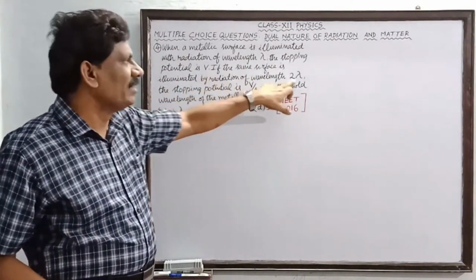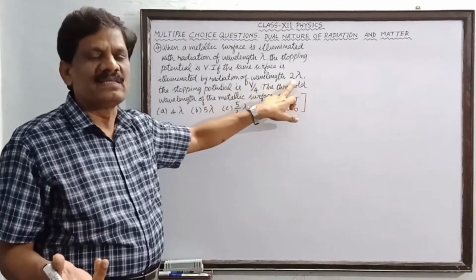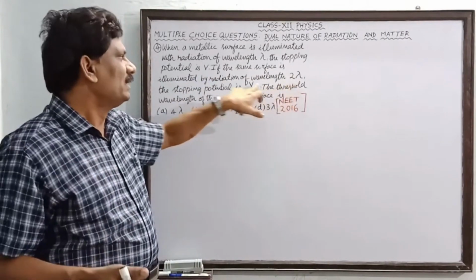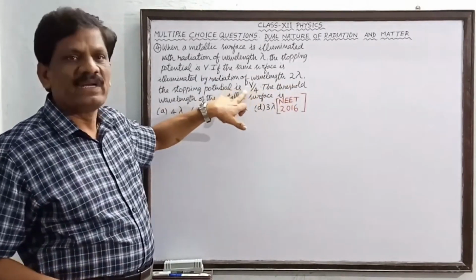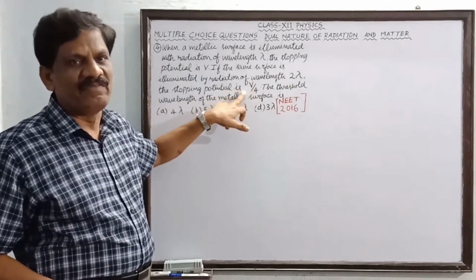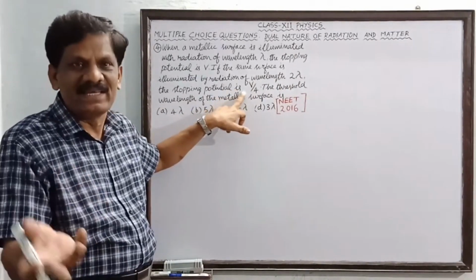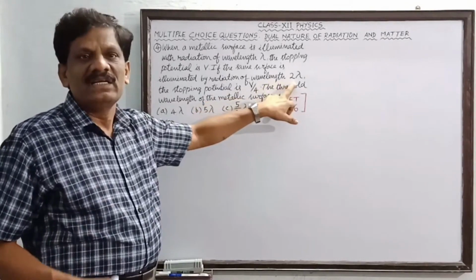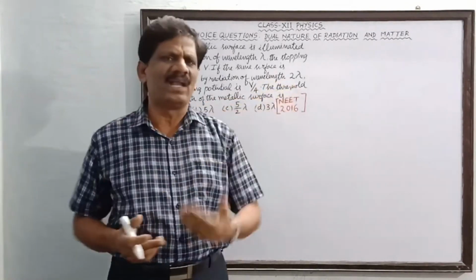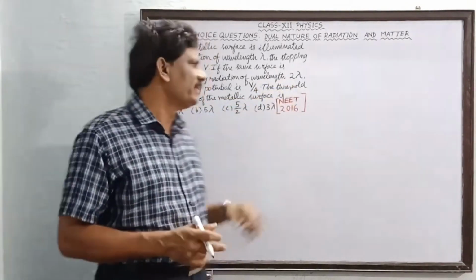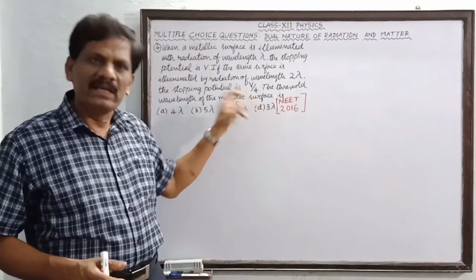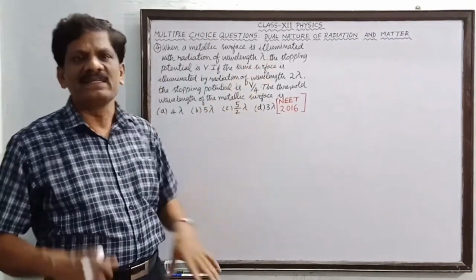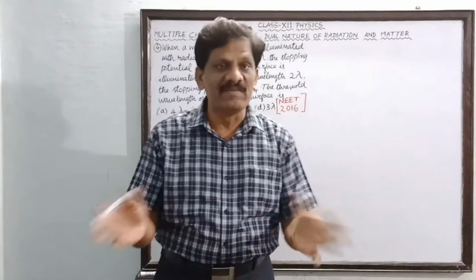So when the wavelength is doubled, by how much will the stopping potential change? It is 1/4 of V. Is it not? The stopping potential has decreased because the wavelength is doubled, meaning the frequency will be halved. So the stopping potential is now 1/4.